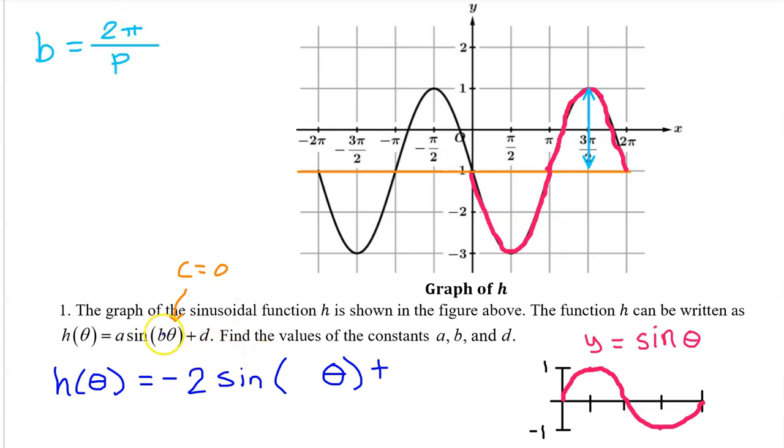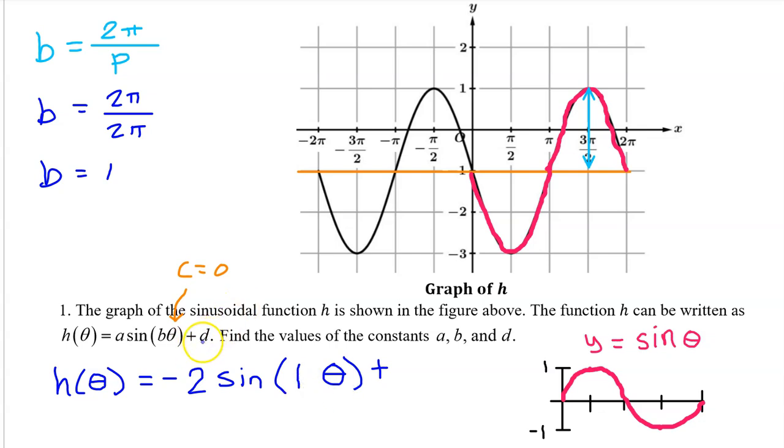Now it's time to find the b value. We have memorized that b is equal to 2 pi divided by the period. This period starts at 0 and ends at 2 pi. So the period of h is 2 pi. That means that the b value will be 2 pi divided by 2 pi. So b is equal to 1, which we don't really even need to fill in.